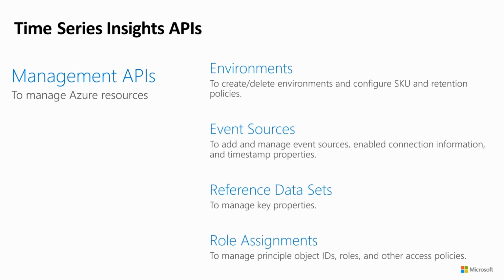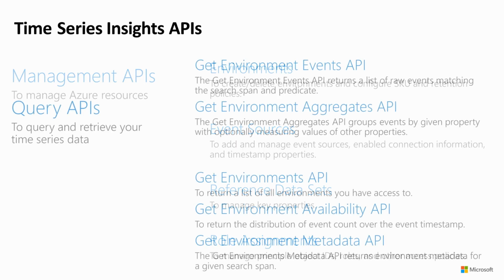So our management APIs give us four key capabilities. The first is to create and delete environments. The second is to add event sources, like an Azure IoT Hub. The third is to add reference data sets. And then finally, you can add role assignments. So this is RBAC controls to Time Series Insights.